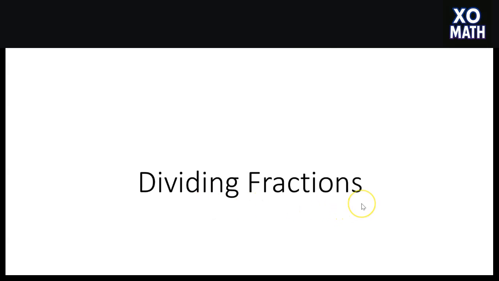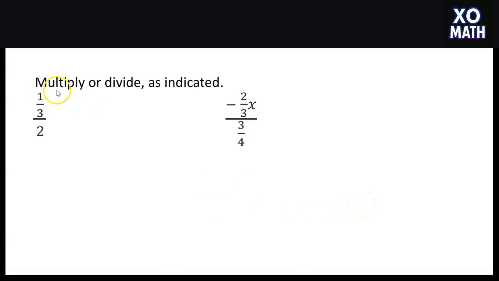at dividing fractions. We are going to multiply or divide as indicated. Here we have 1/3 divided by 2. This is a complex fraction because we have a fraction, 1/3, in the numerator. So to perform this division, we are going to multiply 1/3 by the reciprocal of the denominator.